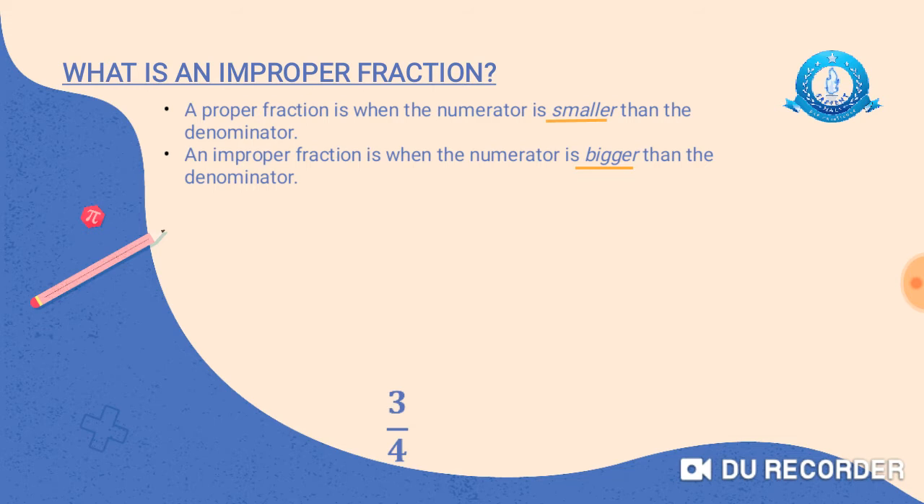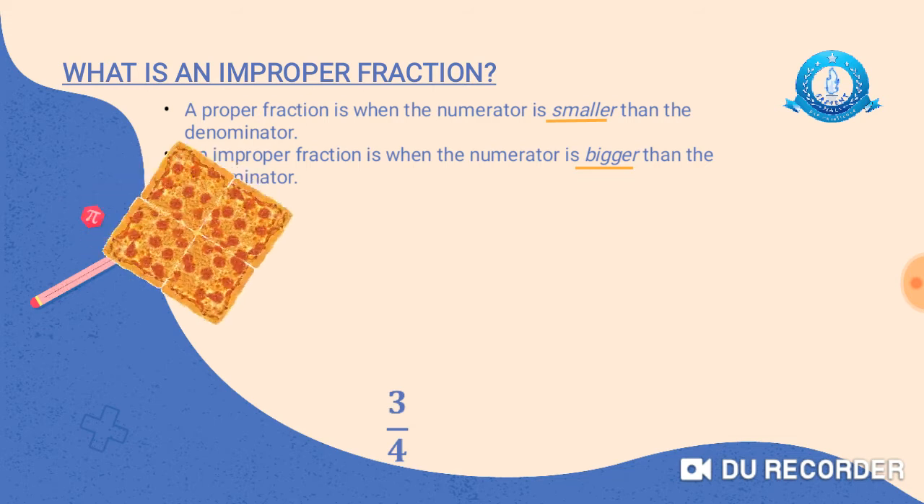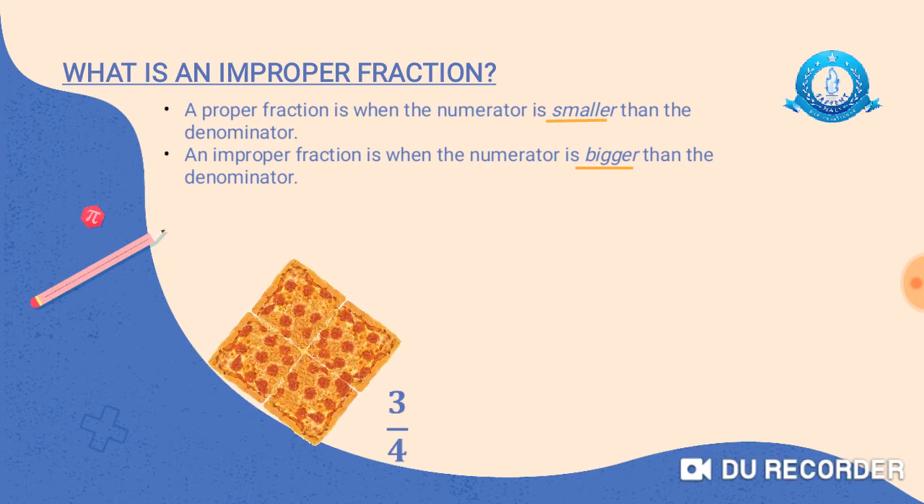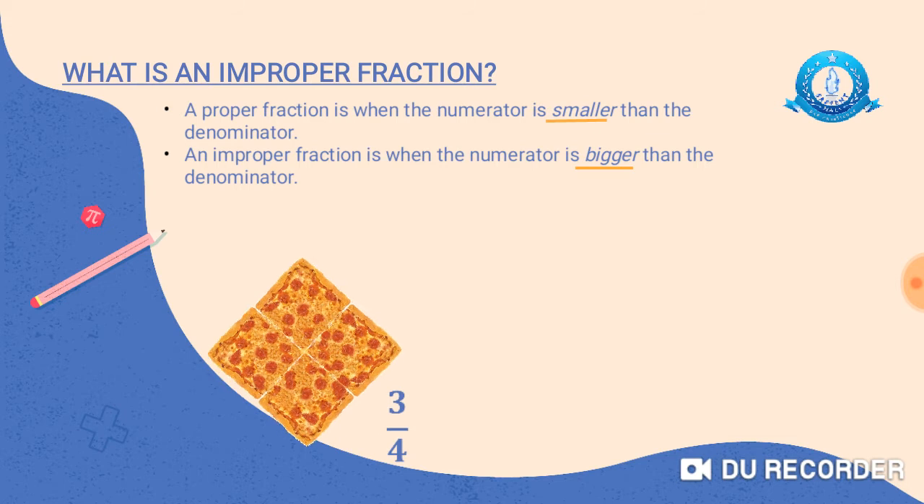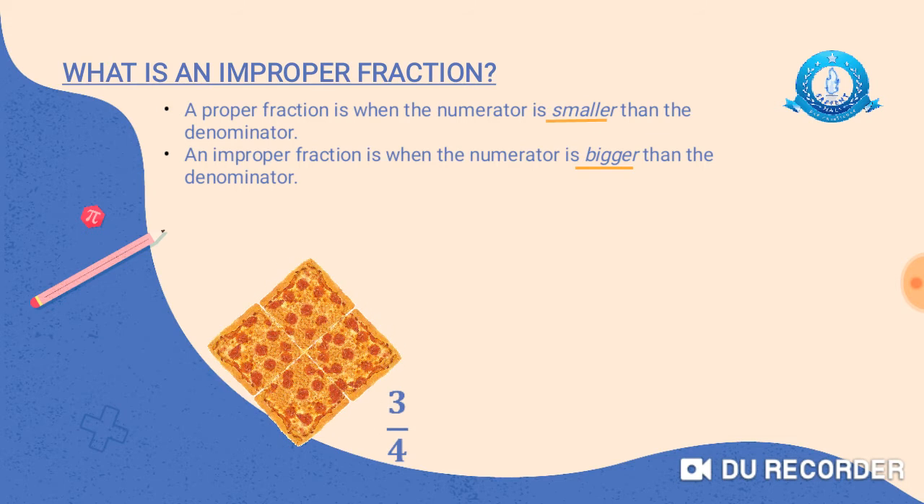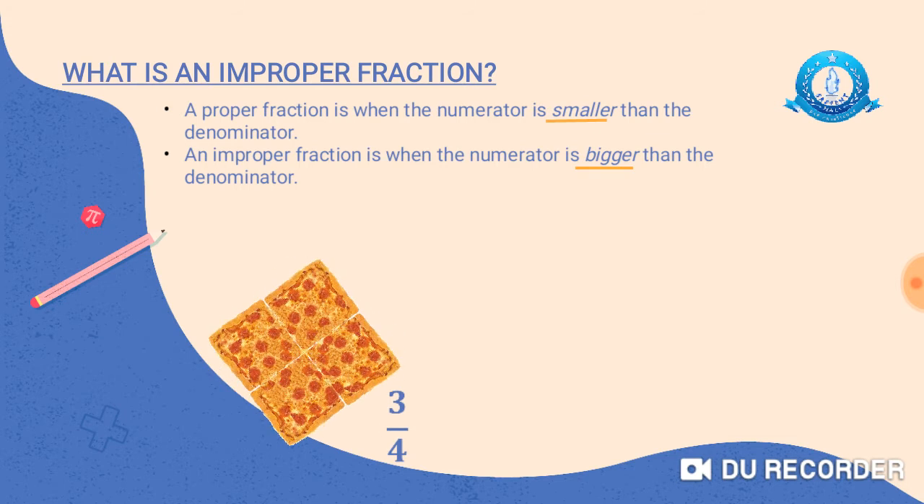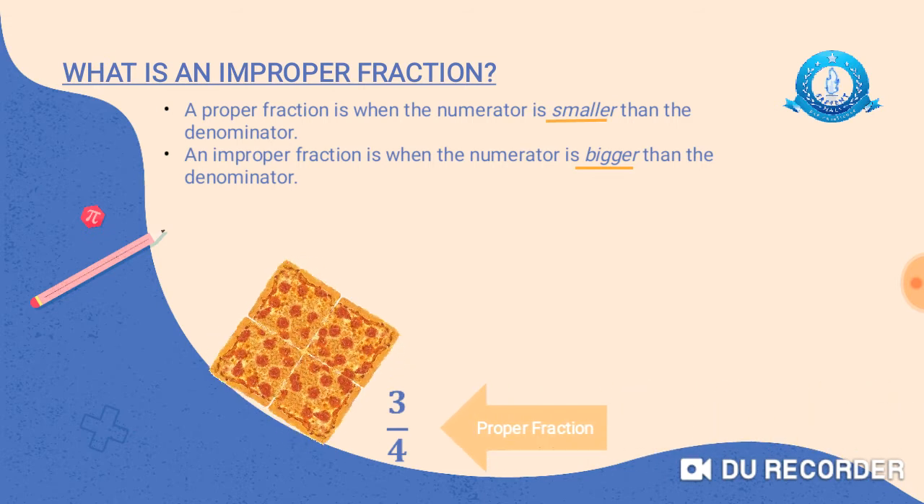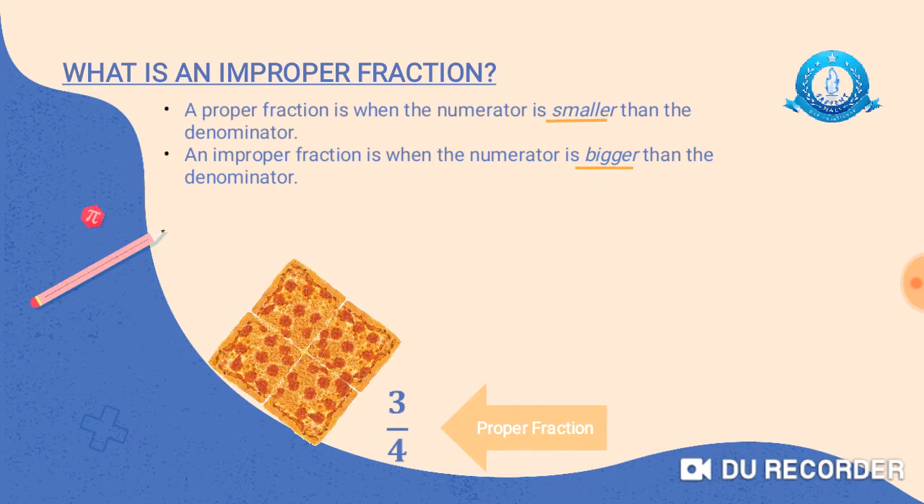Let's understand this with an example. I have a pizza in front of me which is cut into 4 equal parts and I decide to eat 3 of those parts. So my fraction for the pizza which I have eaten will be 3 upon 4. Notice how the numerator is smaller than the denominator. So this is a proper fraction.